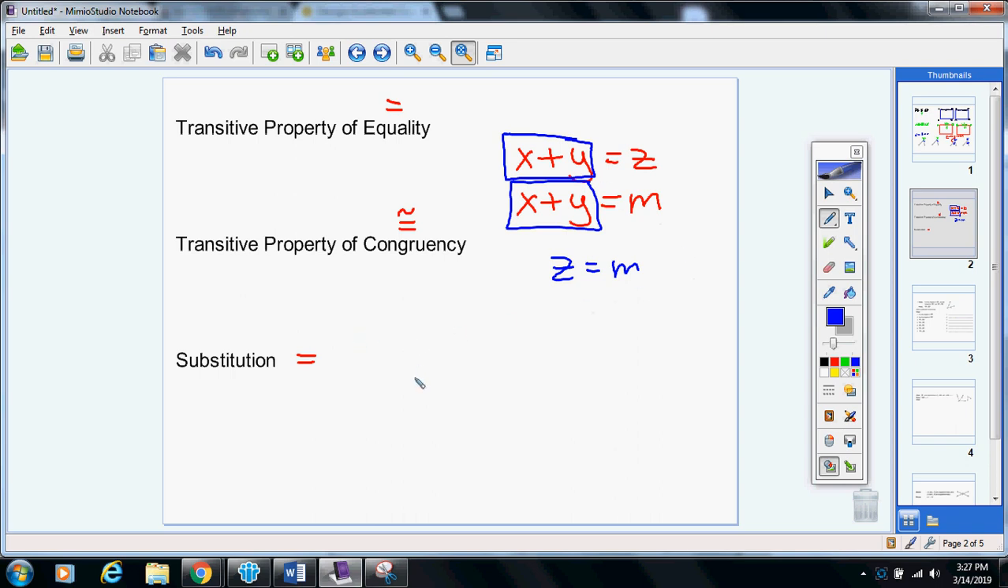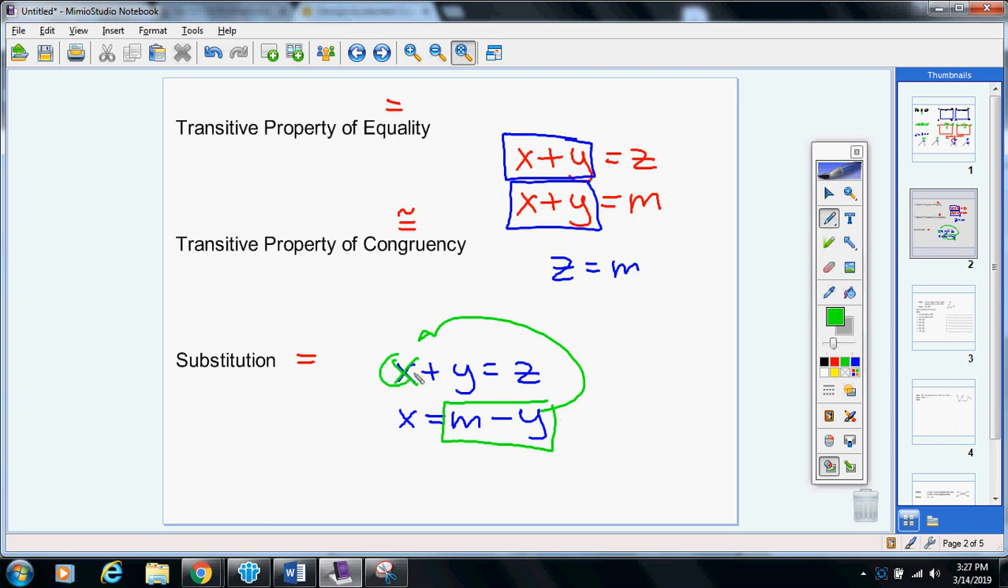However, if I say x plus y equals z, but x equals m minus y, I can't replace the entire thing because I don't have an entire side that's the same. But I know that x is equal to m minus y, so I would replace that over here. I would replace this with this x that's right here.